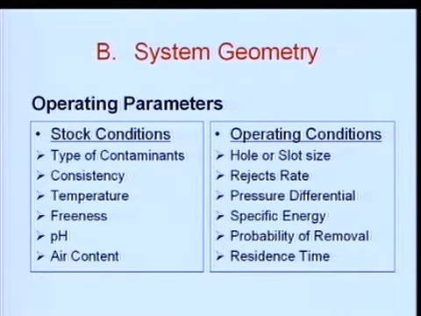Operating parameters. What are the operating parameters that we must function under? Basically I have defined all the modules under different operating parameters, and I've divided them up into stock conditions and operating conditions. Stock conditions are what? They mean what contamination or type of contaminants you have, what is the consistency of the flow stream going into each module, temperature in each module, freeness, pH, and air content in each module.